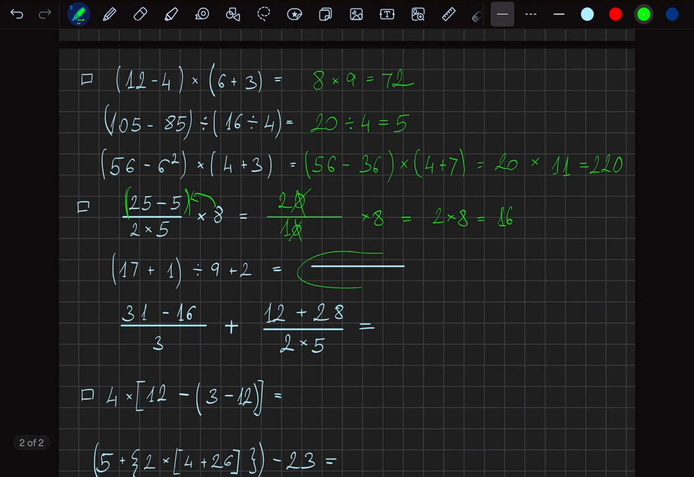And here I just prepared the fraction line, because plus 1 divided by 9 plus 2. We can write like this, okay? Not necessary, but we can. So it's 18 divided by 9 plus 2. So 2 plus 2, it's 4.